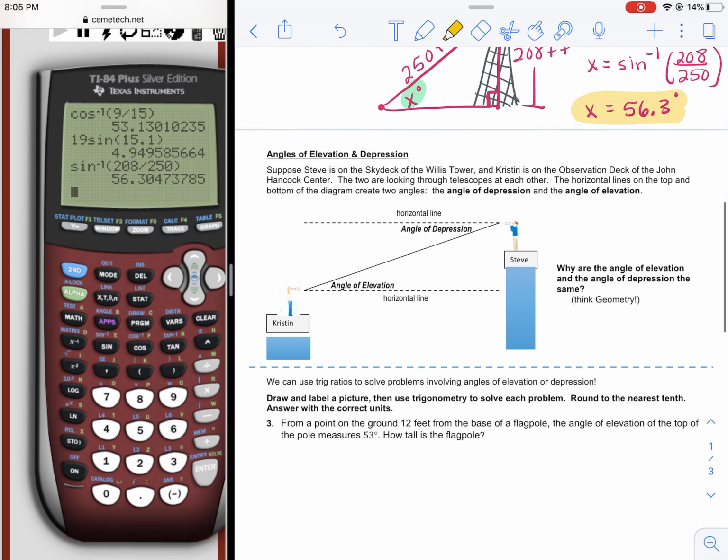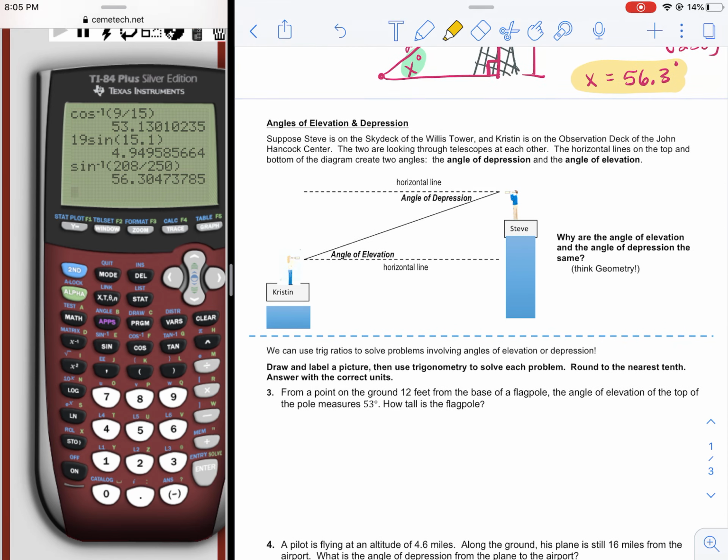All right, the last thing I'm going to talk about today is something called angles of elevation and depression. These are angles of sight. To introduce or remind you of what an angle of elevation and depression are, I want you to think about two people that are standing. Steve is on the sky deck of the Willis Tower, and Kristen is on the observation deck of the John Hancock Center.